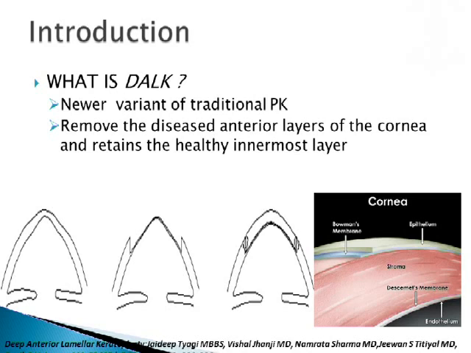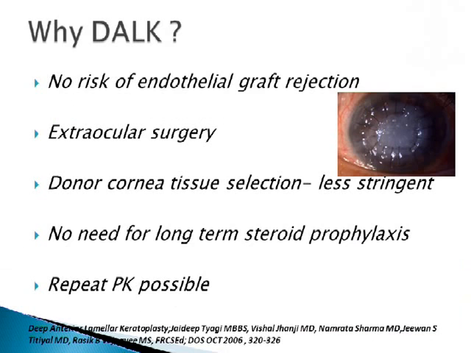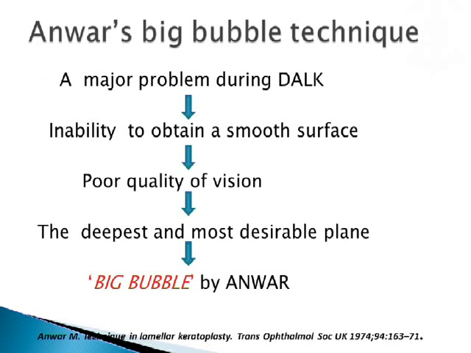Now DALK is a newer variant where we remove the diseased anterior layers of the cornea and retain the healthy innermost layer. Here, there is no risk of endothelial graft rejection. Donor cornea tissue selection is less stringent, and if the graft fails, we can always go in for a repeat penetrating keratoplasty. The drawback is the inability to obtain a smooth surface, leading on to a poor quality of vision.